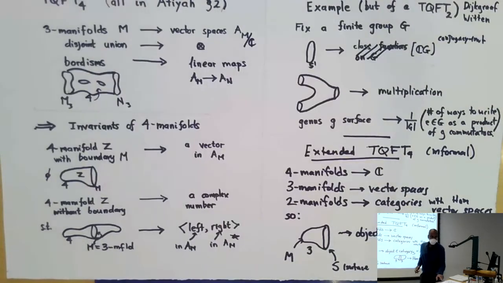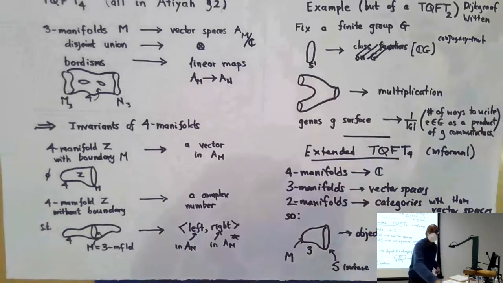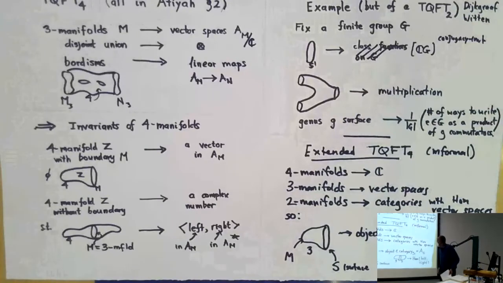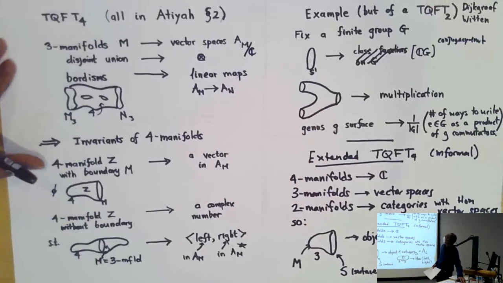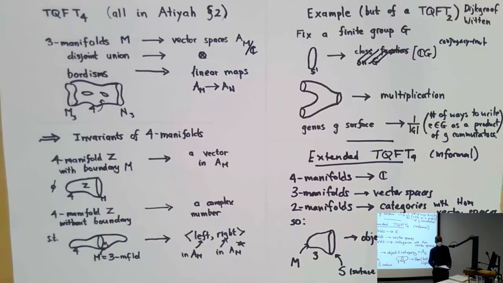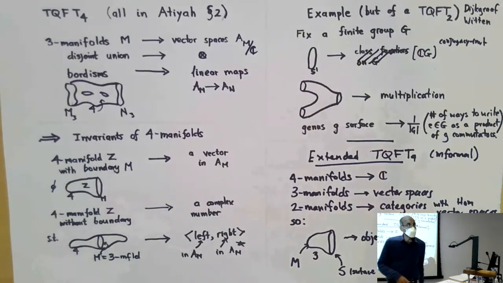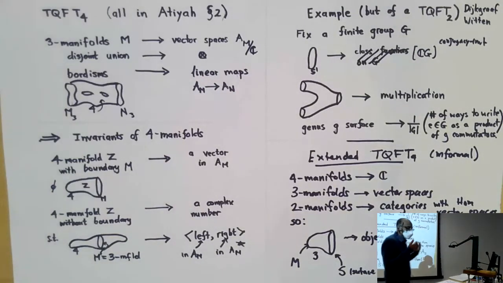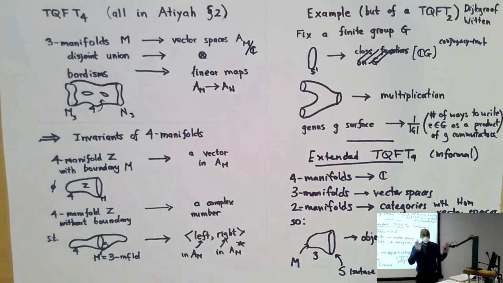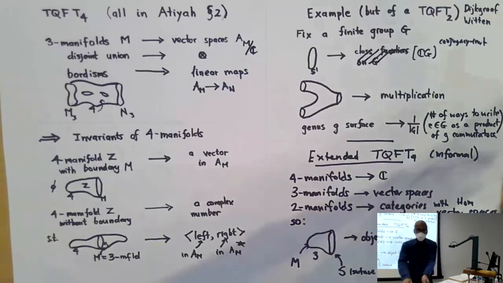So this substitutes for pairing two vectors. You can pair two vectors and get a number. You can pair two objects in the category by taking morphisms from one to the other, and you get a vector space. This is the structure that we are going to look for in the context of automorphic forms. The reason we have to do this is that we don't have any visible four-dimensional objects, but we have plenty of three and two-dimensional objects.